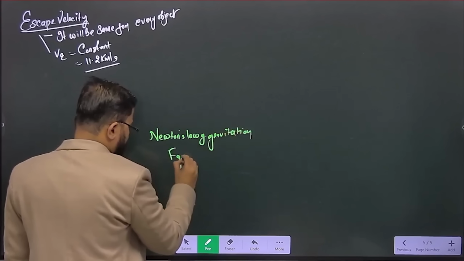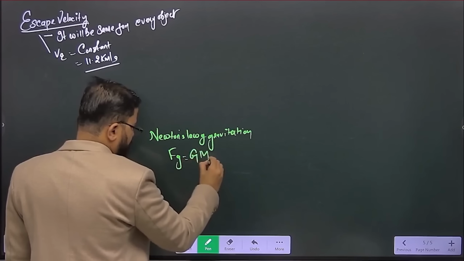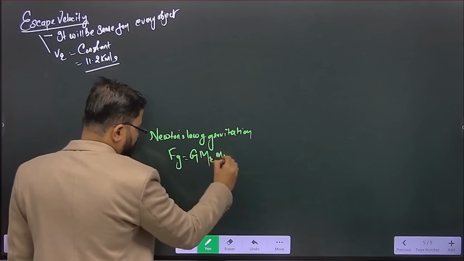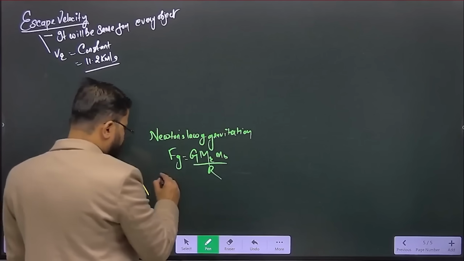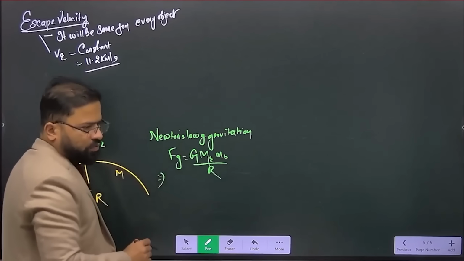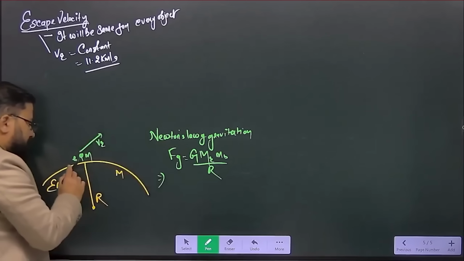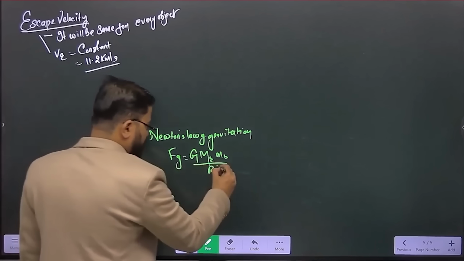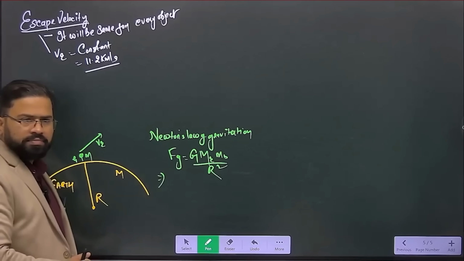force of gravity is what? G, gravitational constant, mass of earth, mass of body upon radius of the earth square. As per Newton's second law, force equals to what? Mass into acceleration. Now, if we talk about this particular body that is at a particular height, r square. Clear?